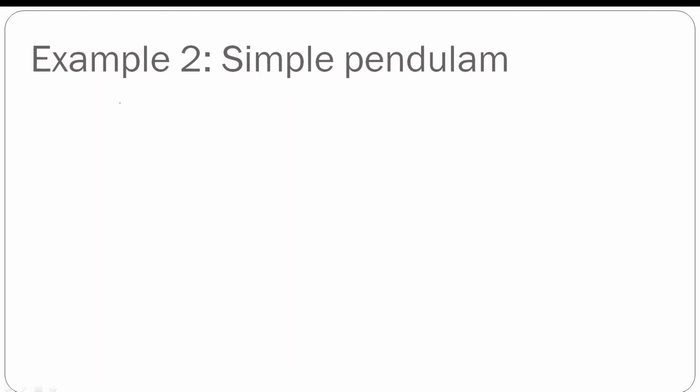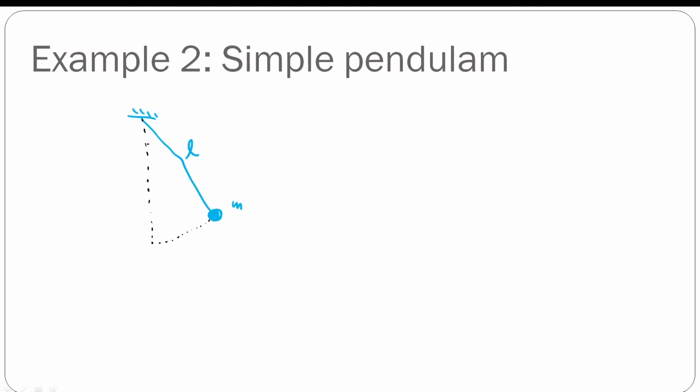For simple pendulum oscillations, you can see the simple pendulum here. This is a simple pendulum of mass m, and say the length of the pendulum is L. You can see its oscillation. This is the equilibrium point. So it is oscillating like this.